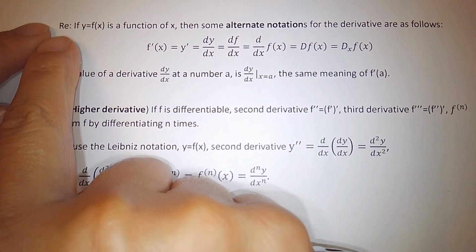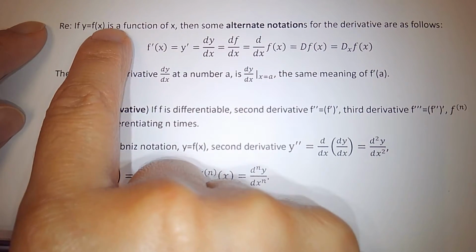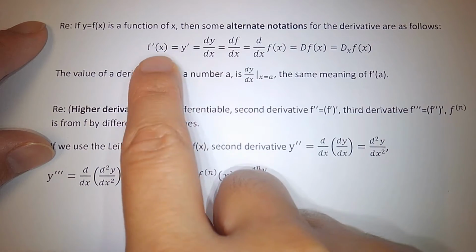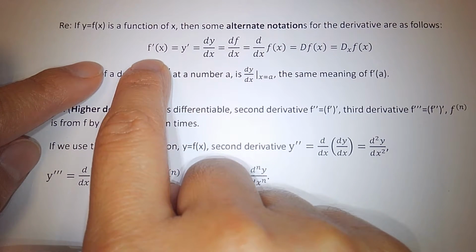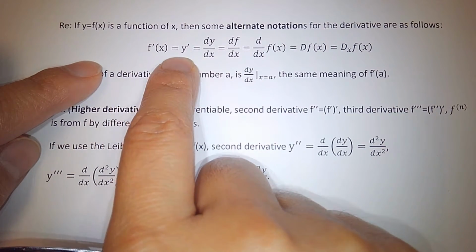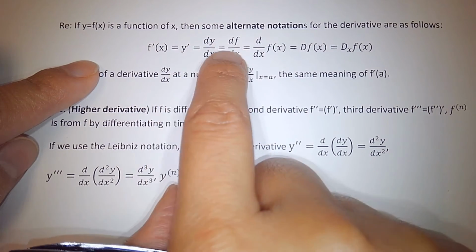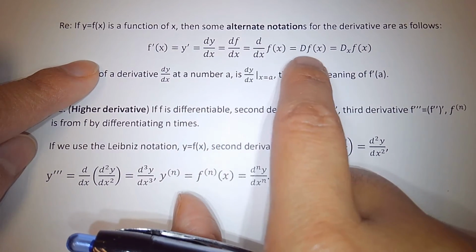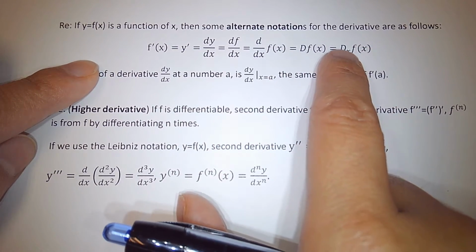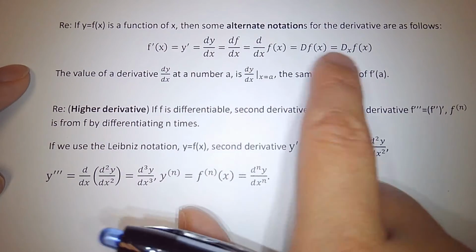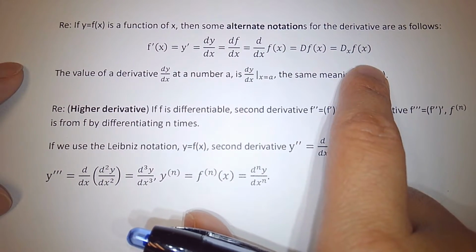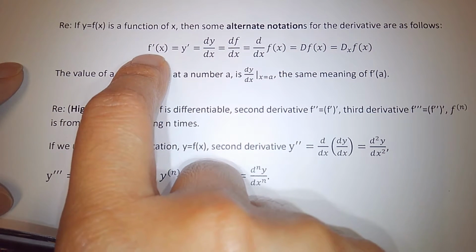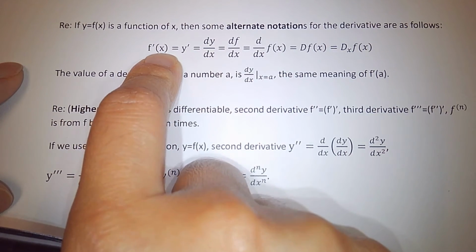So remark. If y equals f of x is a function of x, then some alternate notations for the derivatives are as follows, okay? So we can use f prime of x, or y prime, dy over dx, df over dx, d of f of x over dx, or d over dx of f of x. So all of these notations look quite different. They all represent what? The first derivative of function f with respect to x, okay?